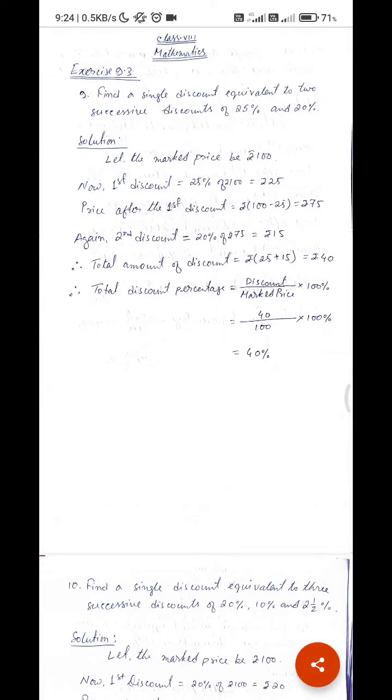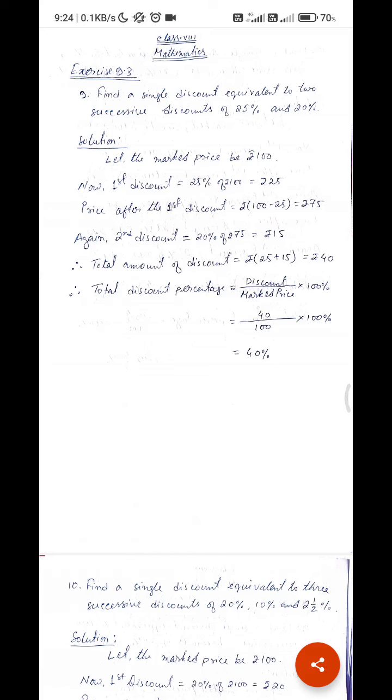Find a single discount equivalent to two successive discounts of 25% and 20%. This means that there were two discounts that is given to a particular item. We don't have that item here, neither their price nor their quantity. So we'll have to assume the marked price to be rupees 100 because that's the easiest way. Also, we can also begin with let the mark price be X, but that will unnecessarily complicate the process.